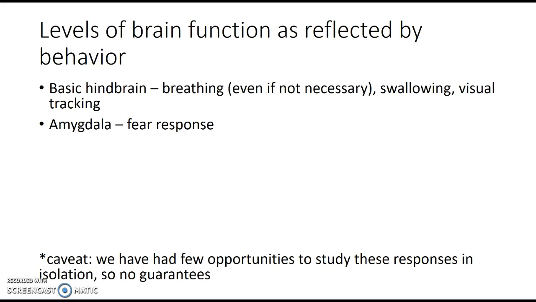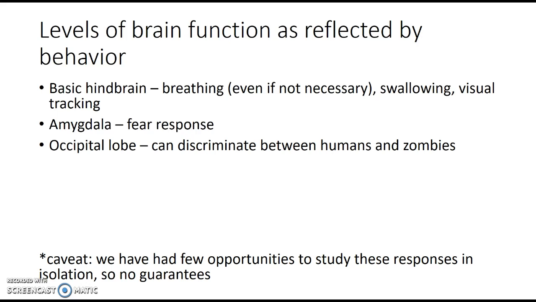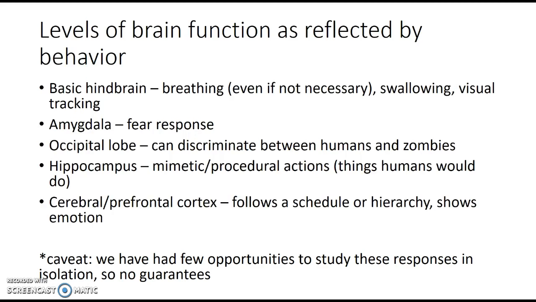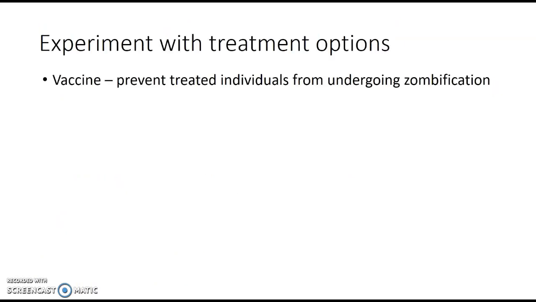The amygdala, if it's functional, then we'll have a fear response. If the occipital lobe is functional, then we can discriminate between humans and zombies. And if the hippocampus is functional, then we can mimic or follow procedural routines. And if there is full cerebral or prefrontal cortex activity, then we can follow a schedule or a hierarchy, as well as show emotion. If any of those things are possible, then we might want to consider our treatment plans.